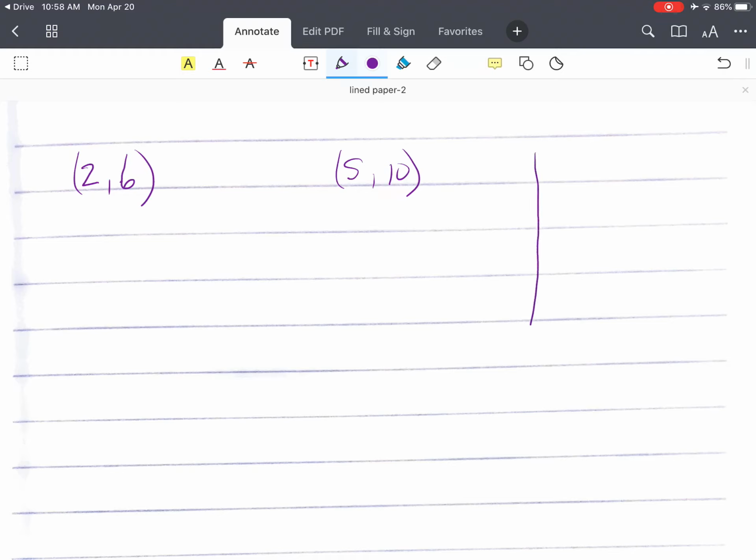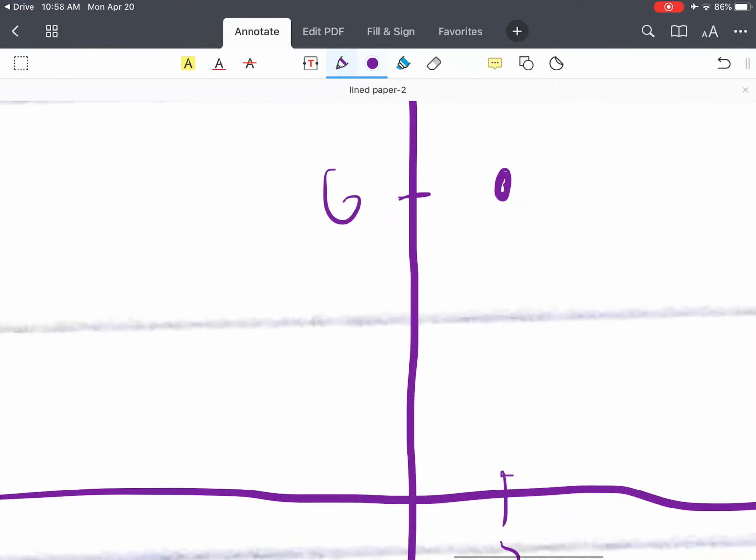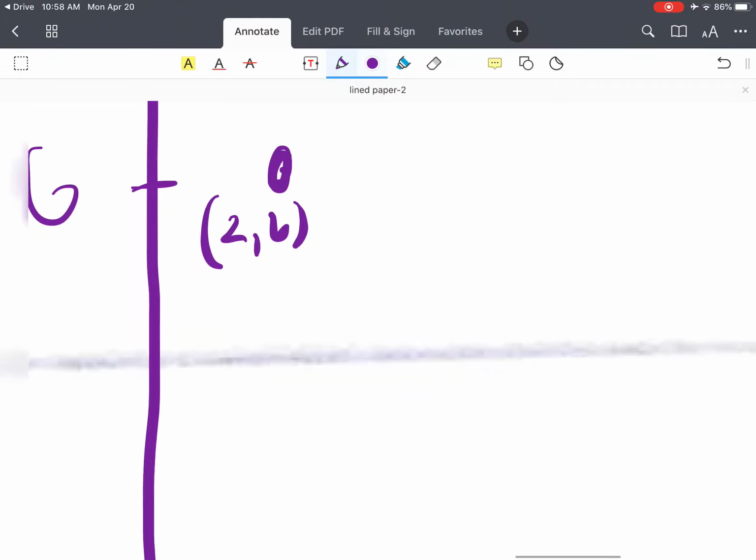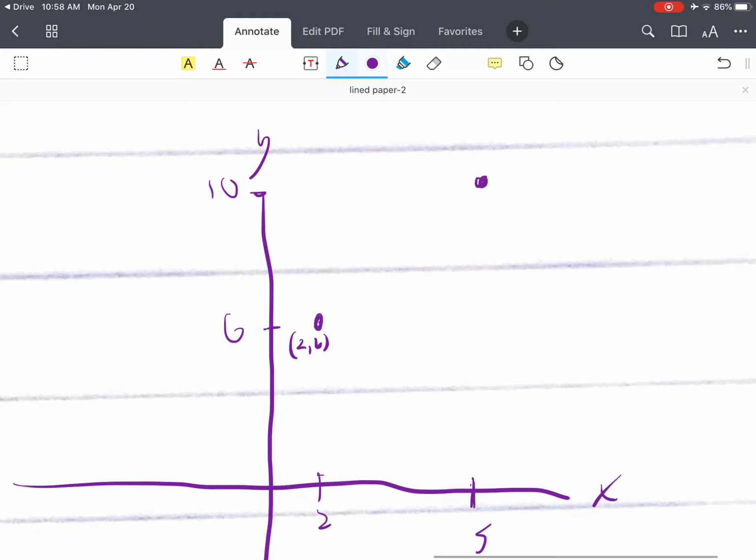So, if we were to graph these, here's my graph. Here's my x-axis, here's my y-axis. 2, 6, let's just say this is 2 and this is 6. Okay, and then 5, 10, this is 5, and this is 10. Let me write this out. This is 2, 6, and this is 5, 10.